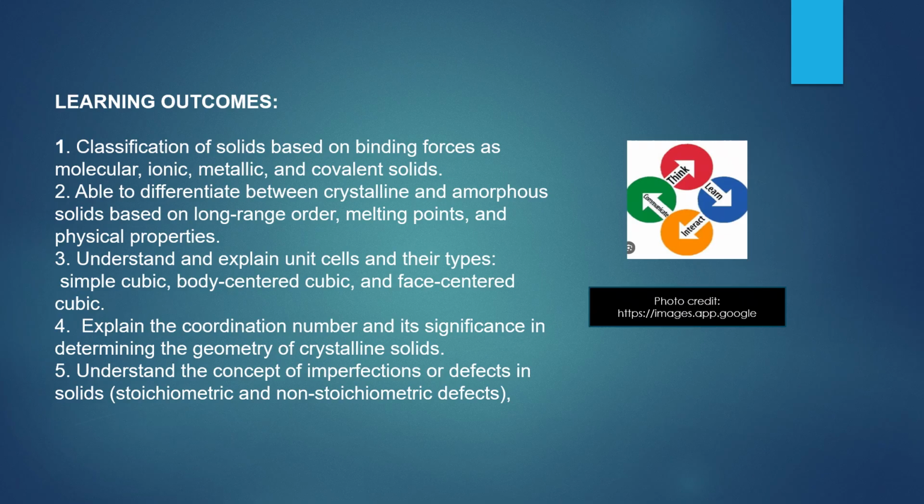Learning outcomes. Classification of solids based on binding forces as molecular, ionic, metallic, and covalent solids, able to differentiate between crystalline and amorphous solids based on long-ranged order, melting points, and physical properties. Understand and explain unit cells and their types: simple cubic, body-centered cubic, and face-centered cubic. Explain the coordination number and its significance in determining the geometry of crystalline solids. Understand the concept of imperfection or defects in solids.